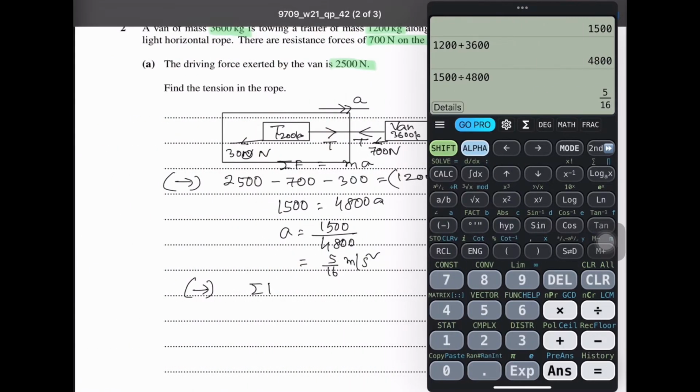Sum of force equals mass times acceleration. So tension minus resistance equals mass times acceleration. Now let me simplify, into 1200 plus 300. So it is 675.